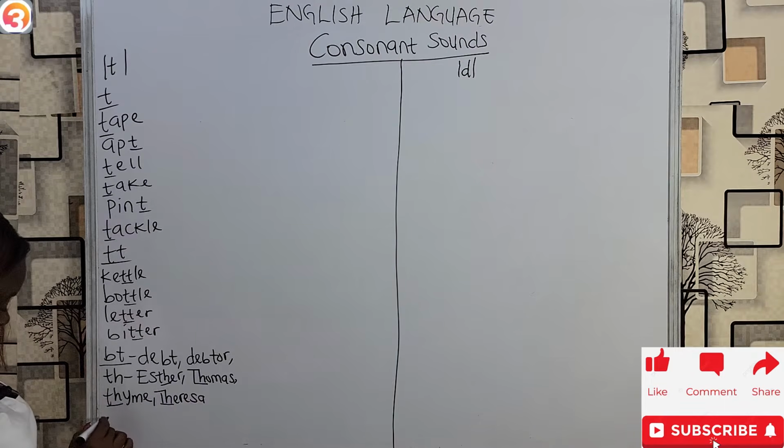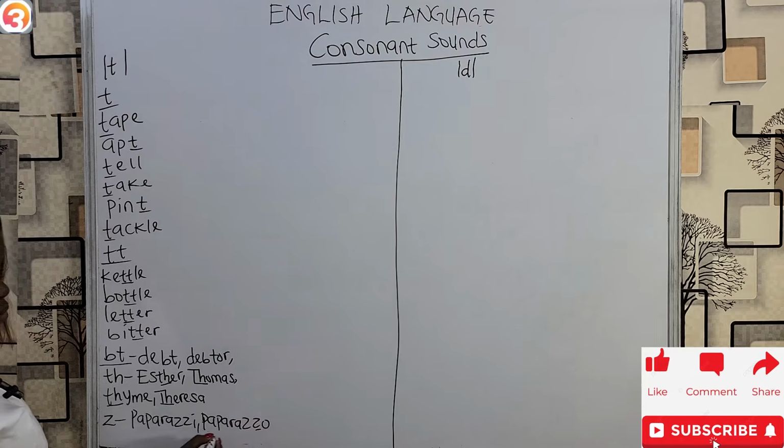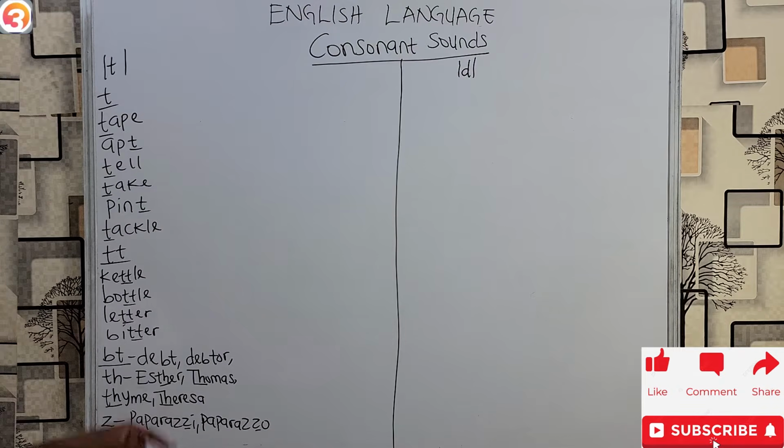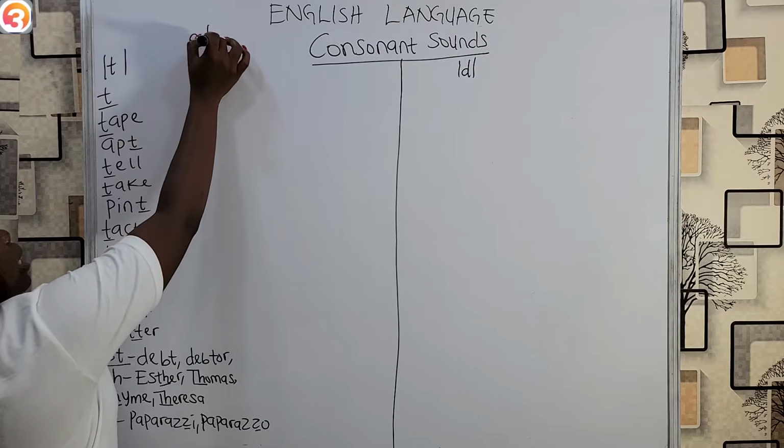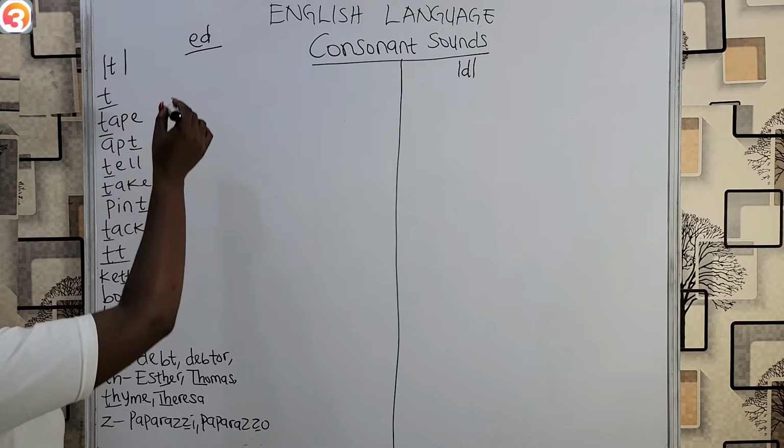Then we also have Z, paparazzi, or the singular paparazzo. The Z there contains consonant T. Groups of photographers that follow celebrities around, we call them paparazzi, or paparazzo in the singular. They contain consonant T.